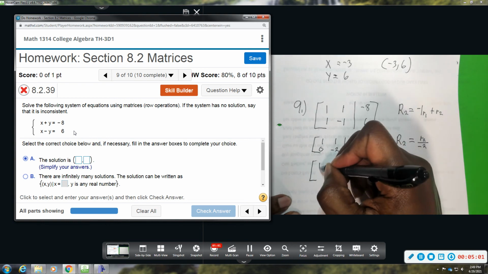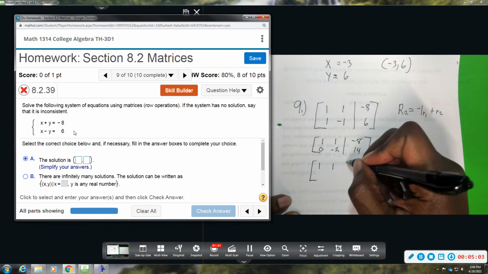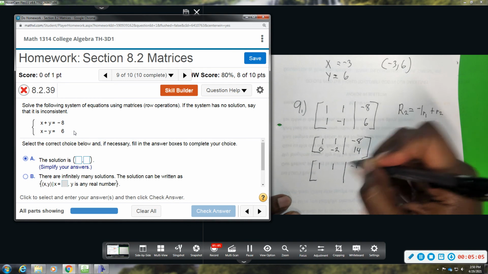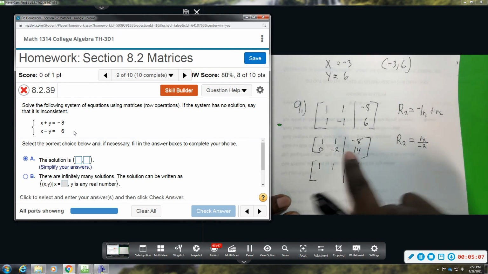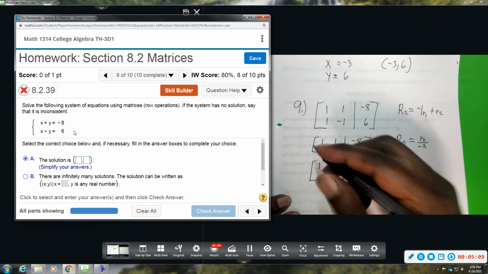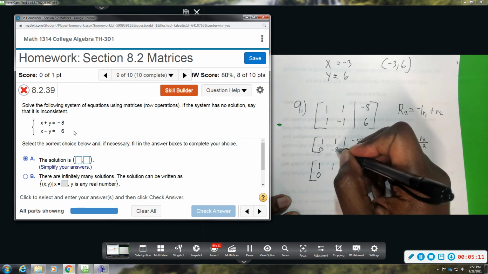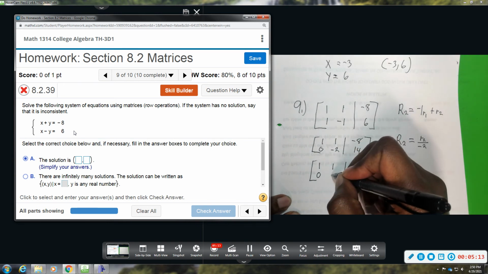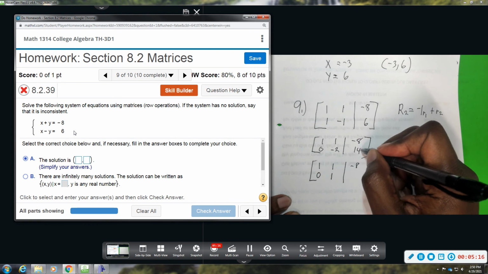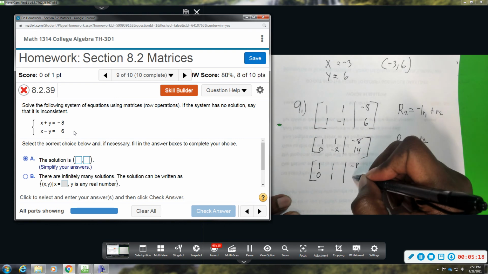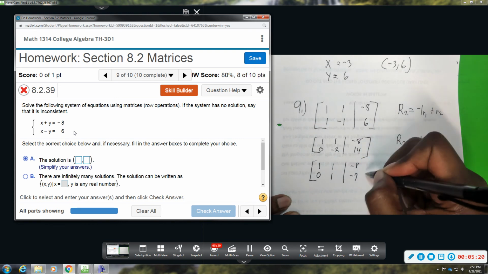So I get a 1, 1, -8. Row 1 is still not changing. Here, when I divide by -2, 0 divided by -2 is still 0, -2 divided by -2 is 1, and 14 divided by -2 will give me a -7.